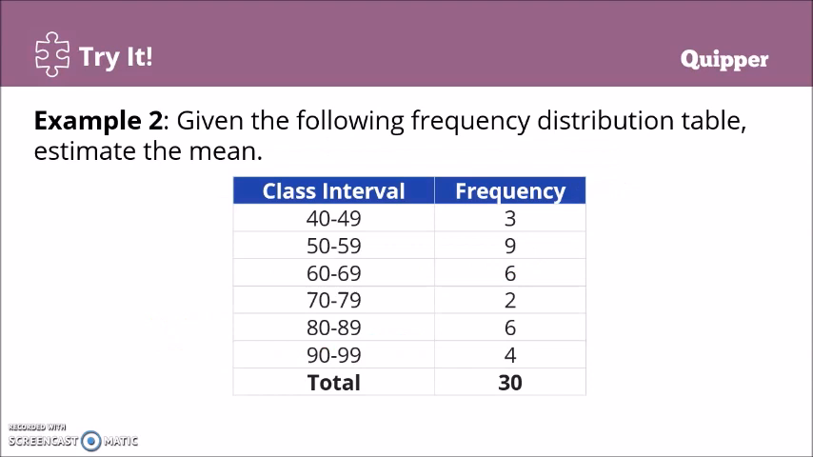Alright. Okay, now let's have example number 2. Given the following frequency distribution table, estimate the mean. Sige daw, we're asked to find the mean of this group data. So, we have here the class intervals and the frequency. Yung n natin is 30. So, this is the total number of frequencies. Now, we are asked to solve for the estimated mean.